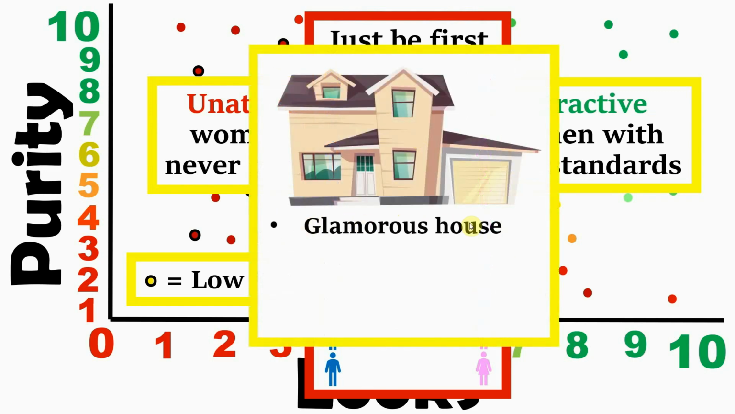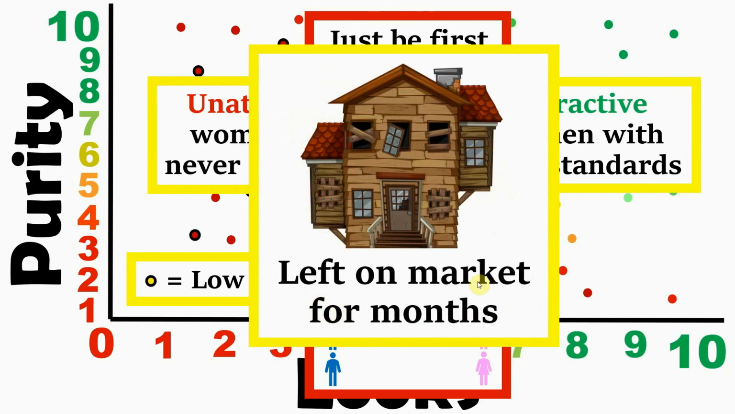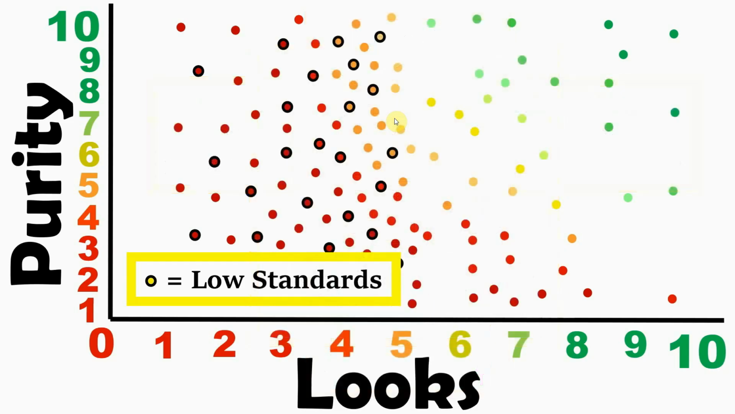If there's a house for sale that's glamorous and selling at a low price and has a seller that wants to work quickly, it will take no time at all for someone to jump in on that deal. It's always the most in-demand properties that get snapped up within the first few days of being listed. Meanwhile, the worst ones can be left on the market for months on end because nobody wants them. The exact same thing is happening in the dating market.